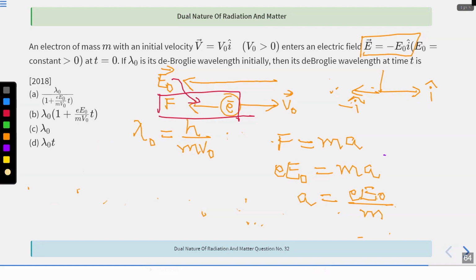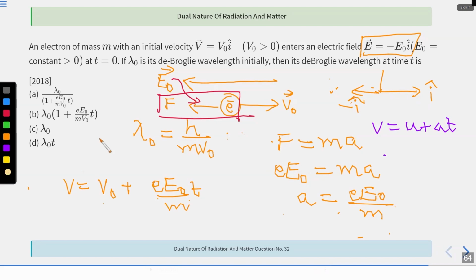Then let's move on to the part wherein we have to talk about the final velocity. Our final velocity over here is going to be v is equal to v naught plus e E naught by m into t. And how did I get this? Basically, we are using Newton's equation of motion, that is v is equal to u plus a t. We are just using that formula over here.